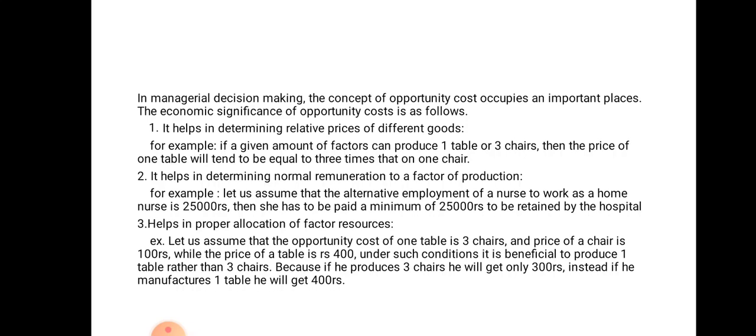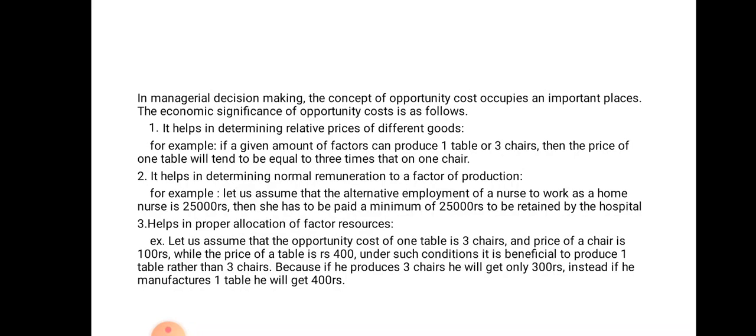So this opportunity cost principle enables you to fix the prices of different goods. Here one table is equal to 3 chairs. With the resources what you have, either you can produce 3 chairs or you can produce one table. So one table will be equal to 3 chairs. So if you are pricing one table, it should be 3 times a chair.